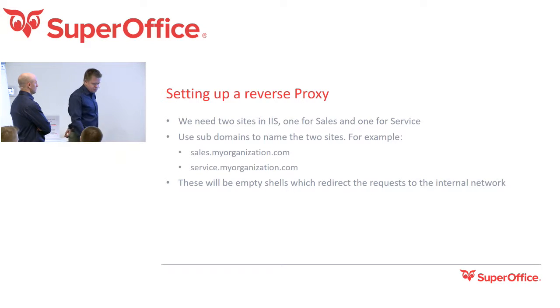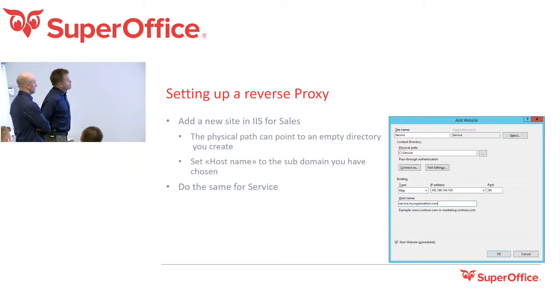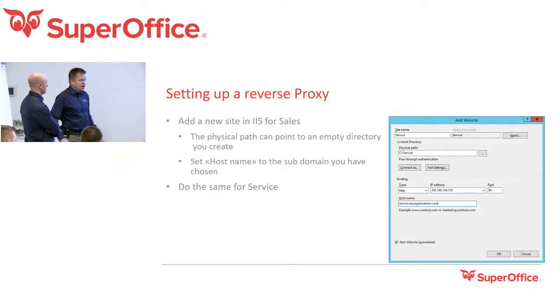And these will just be empty shells. There's nothing in those sites. So when you add it, you need to create an empty folder and point it to that in physical path. There should be no files in there. And you do the same for service. So here we have an example of what that site should look like. You have a site name, of course. Physical path just points to a directory you have created. And inside hostname, you type the hostname that it should answer to. And that's the outside address, the address it will be available from the rest of the world.